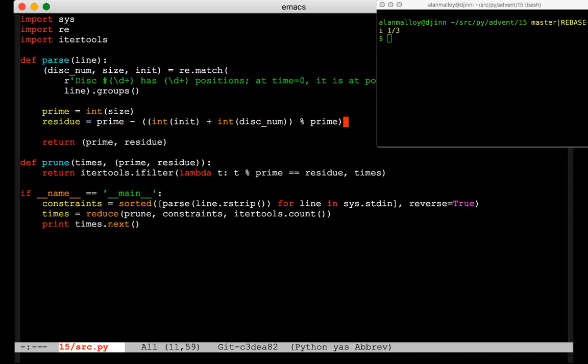So we take it modulo the prime and subtract it from the prime. And that's the goal residue that we have. We want it to be equivalent to this residue mod the prime. And we just return a tuple. There was not much sense making a class to model this. We're just passing around two numbers. They don't have to do anything fancy. So we just return a tuple of those two things.